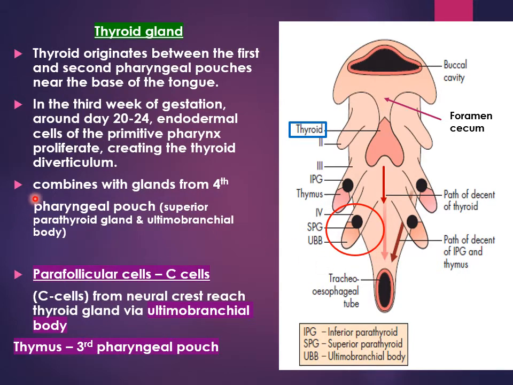As it descends, it combines with glands from the fourth pharyngeal pouch, which is the superior parathyroid, and the ultimobranchial body. The ultimobranchial body gives rise to the C cells or the parafollicular cells. The third branchial pouch gives rise to the inferior parathyroid glands and the thymus. Okay, so as the thyroid descends down to the larynx and the tracheal region, these also join together to its final position in the pretracheal area.